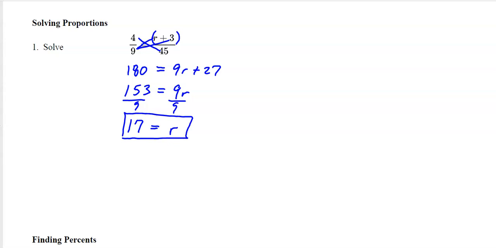And then you could check it out. If you wanted to plug it back in, you could plug 17 in for r, and you'd have 4/9 equals 17 plus 3, which is 20/45. And I can see that this is going to work out because this top is exactly 5 times larger, and this bottom is 5 times larger. And I could also check cross products. I got 180 equals 180. So cross products are good.